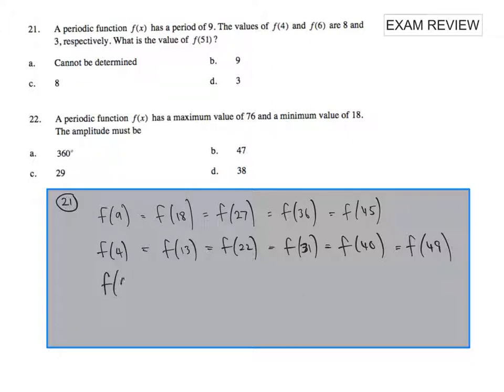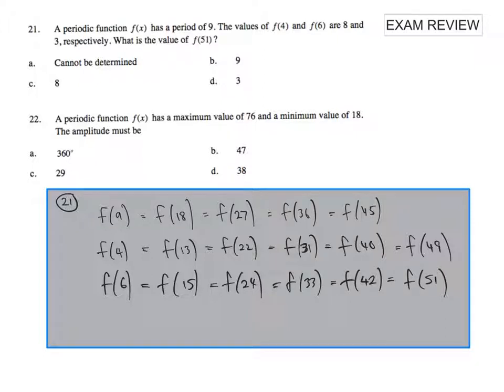f6 will equal f15, add 9 on, will equal f24, equals f33. This is how periodic functions work, f42, and the final one, which is the one we want, is f51. So therefore f6 equals f51, and f6 is equal to 3. So therefore f51 will equal 3.